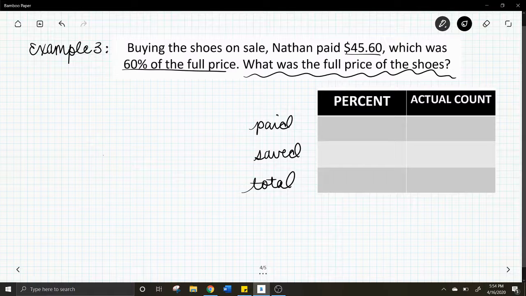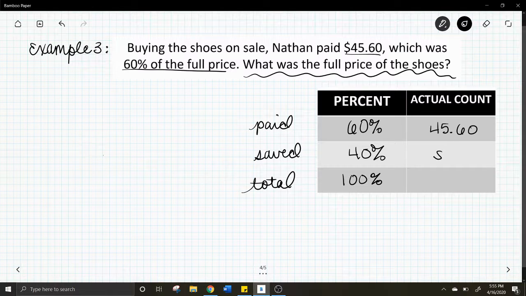We know that he actually paid $45.60. We also know that what he paid was 60% of the full price. And we know the total of the full price would be 100%. So if he paid 60%, that means he saved 40%. And the rest of the information we don't know. We don't know how much he saved in actual dollars, and we don't know what the original total was, rather. So we're trying to find the original full price of the shoes.